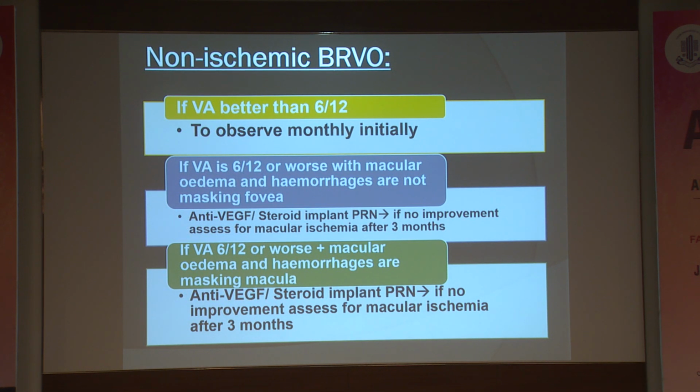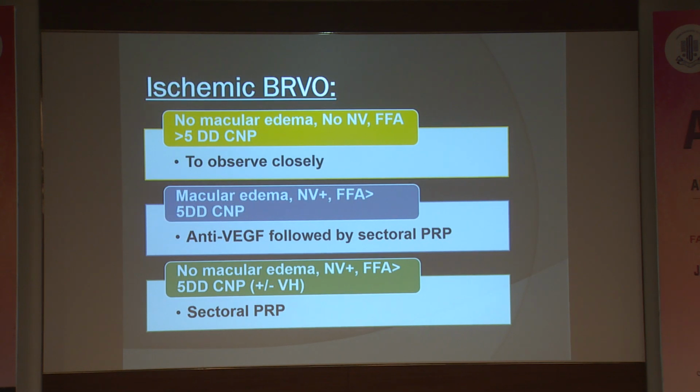And of course now OCTA is the handy machine. If you don't have it, then even fluorescein angiography we can try, looking for macular ischemia. But if the visual acuity is 6/12 or worse with macular edema, again the first choice is anti-VEGF, and if it is recurrent, then the choice shifts towards steroid implants. In ischemic, no macular edema, no neovascularization, FFA more than 5 disc diameters of capillary nonperfusion, observe.